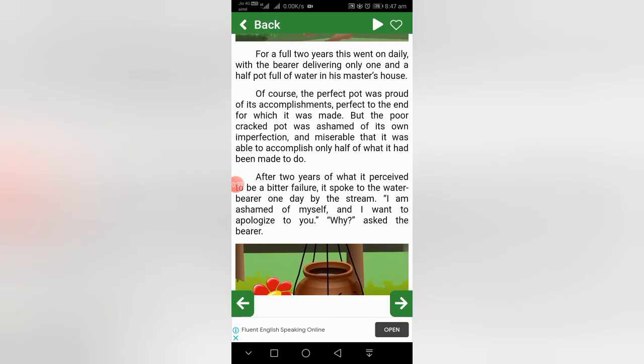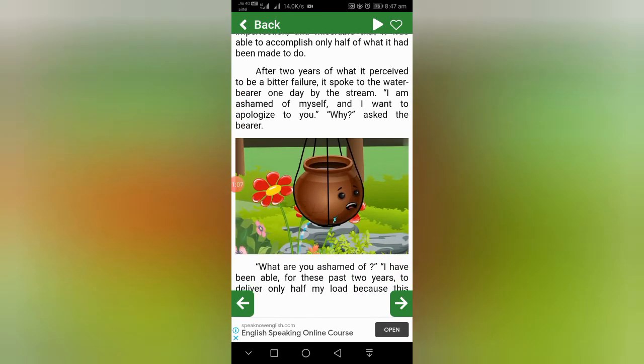For a full 2 years, this went on daily, with the bearer delivering only 1.5 pots full of water to his master's house. Of course, the perfect pot was proud of its accomplishments, perfect to the end for which it was made. But the poor cracked pot was ashamed of its own imperfection and miserable that it was able to accomplish only half of what it had been made to do.